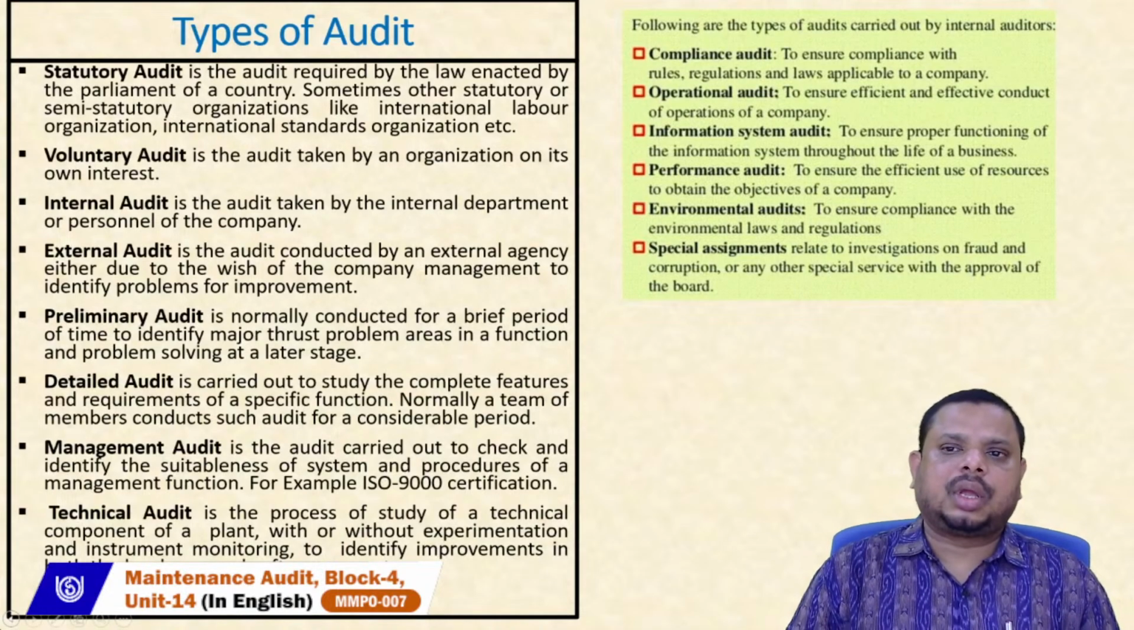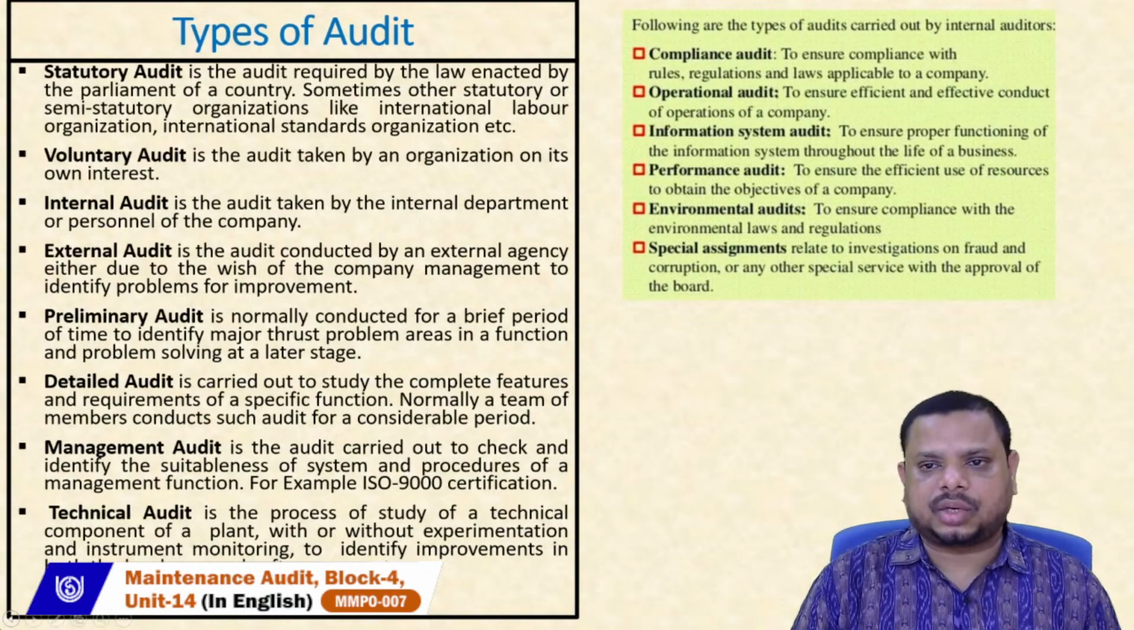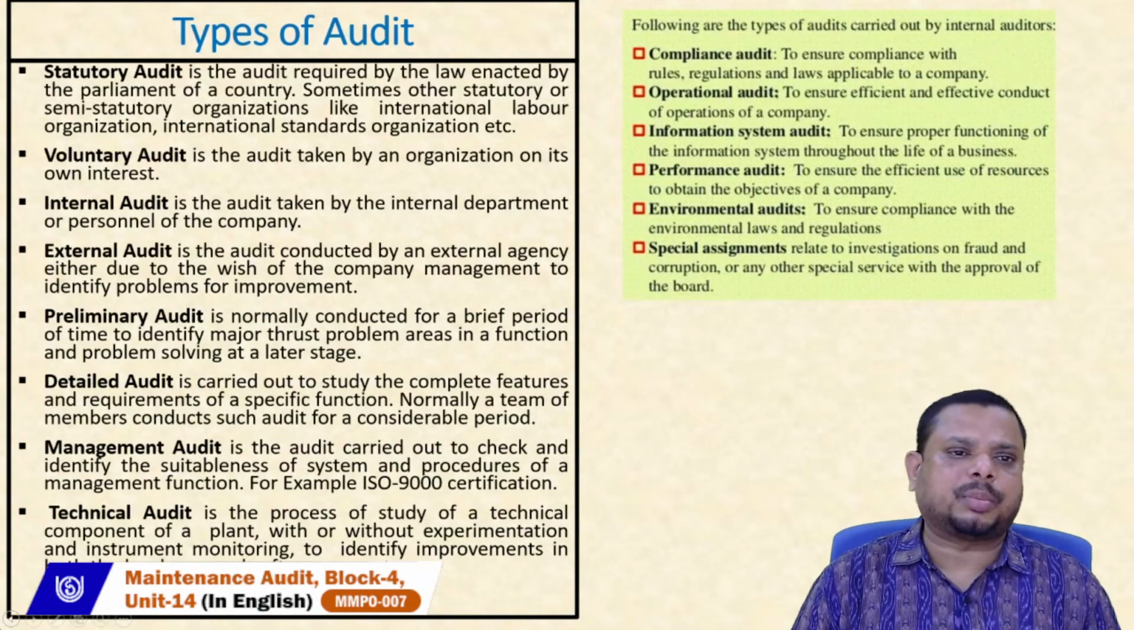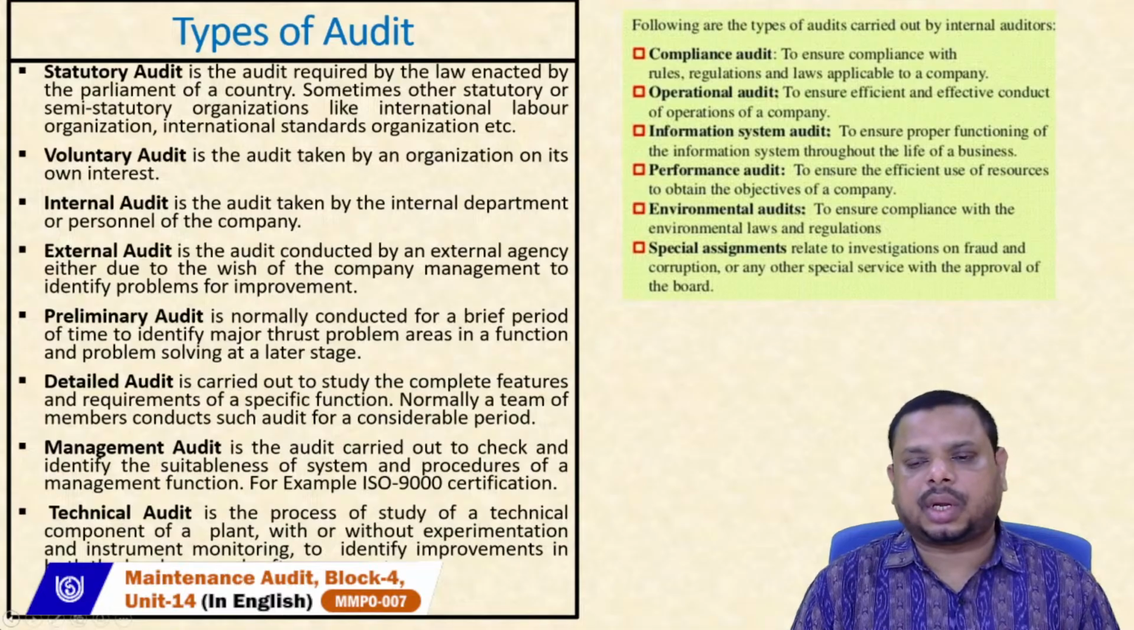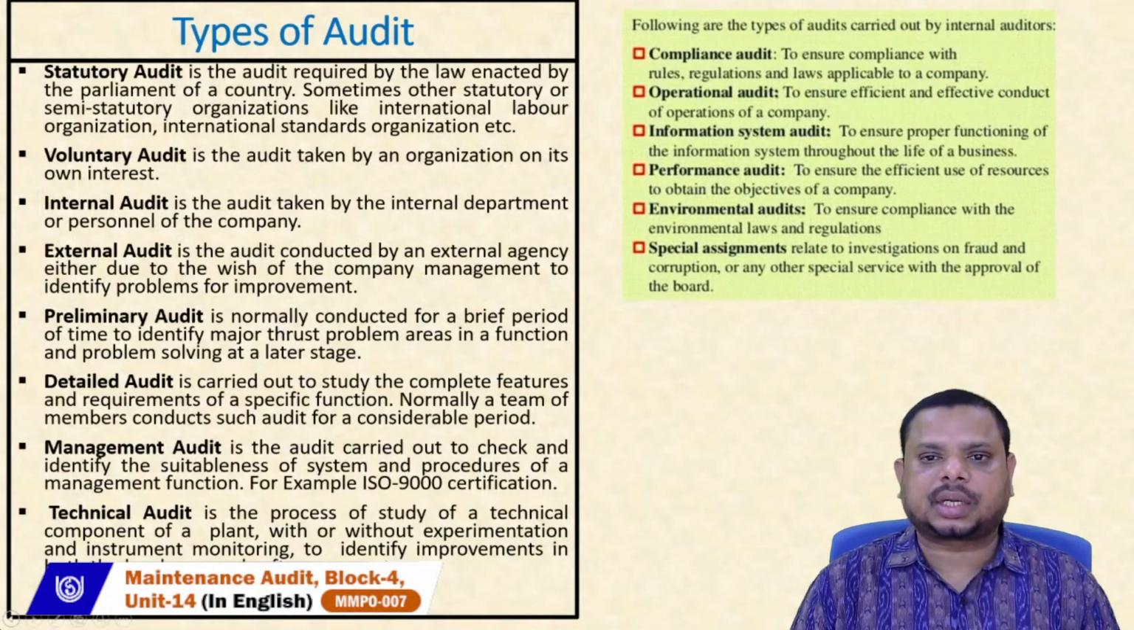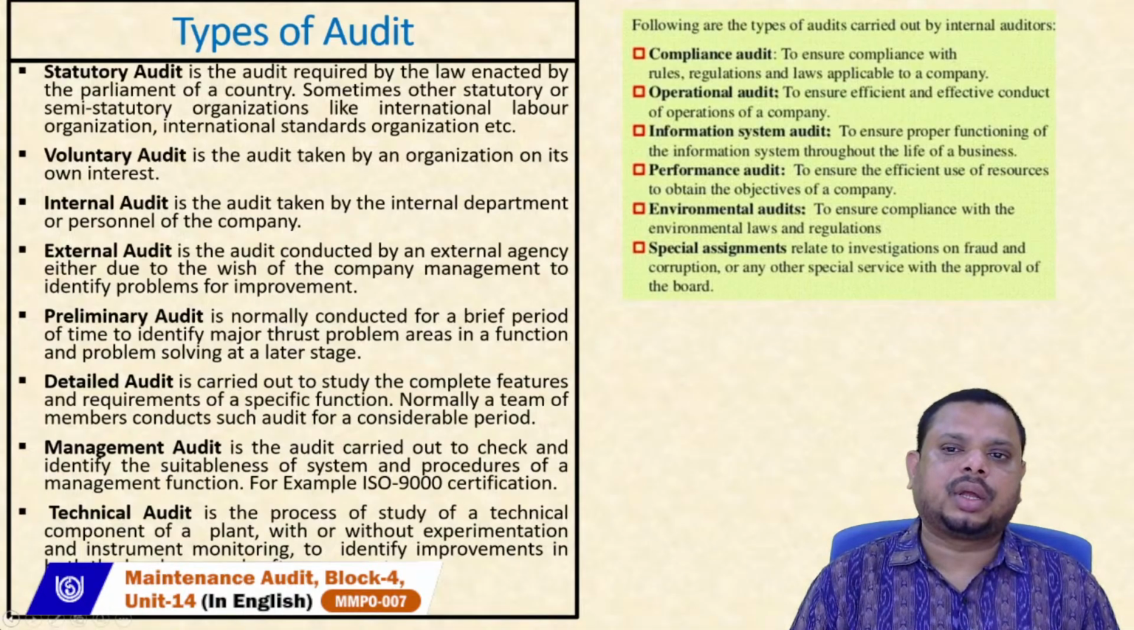The next thing, from an internal audit point of view, is known as compliance audits. It basically ensures compliance with the rules, regulations, and laws applicable to the company. For example, if the company's working condition is not suitable for the labor, then through the assignment of a third-party agency, the company conducts the compliance audit, which specifically applies to the rules, regulations, and laws applicable to the company.